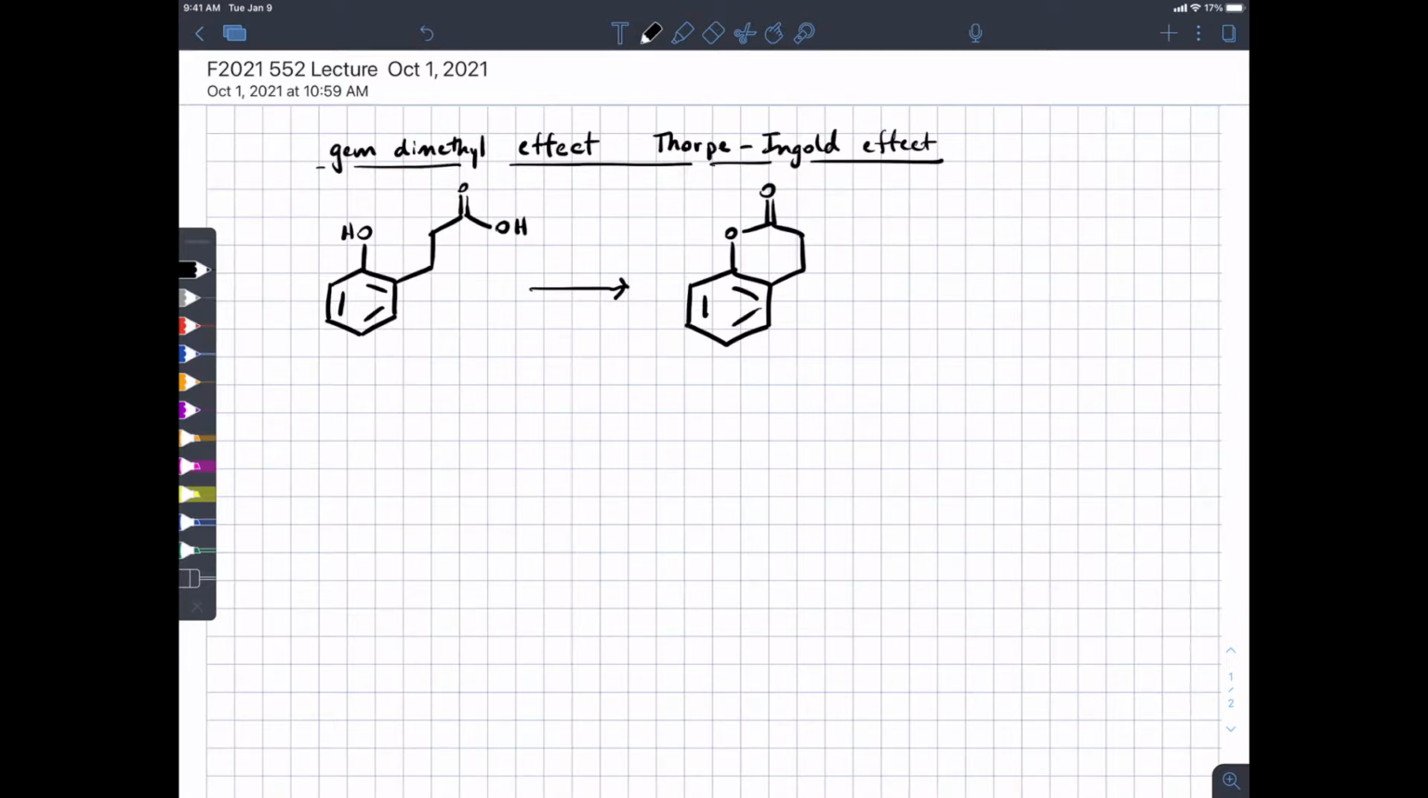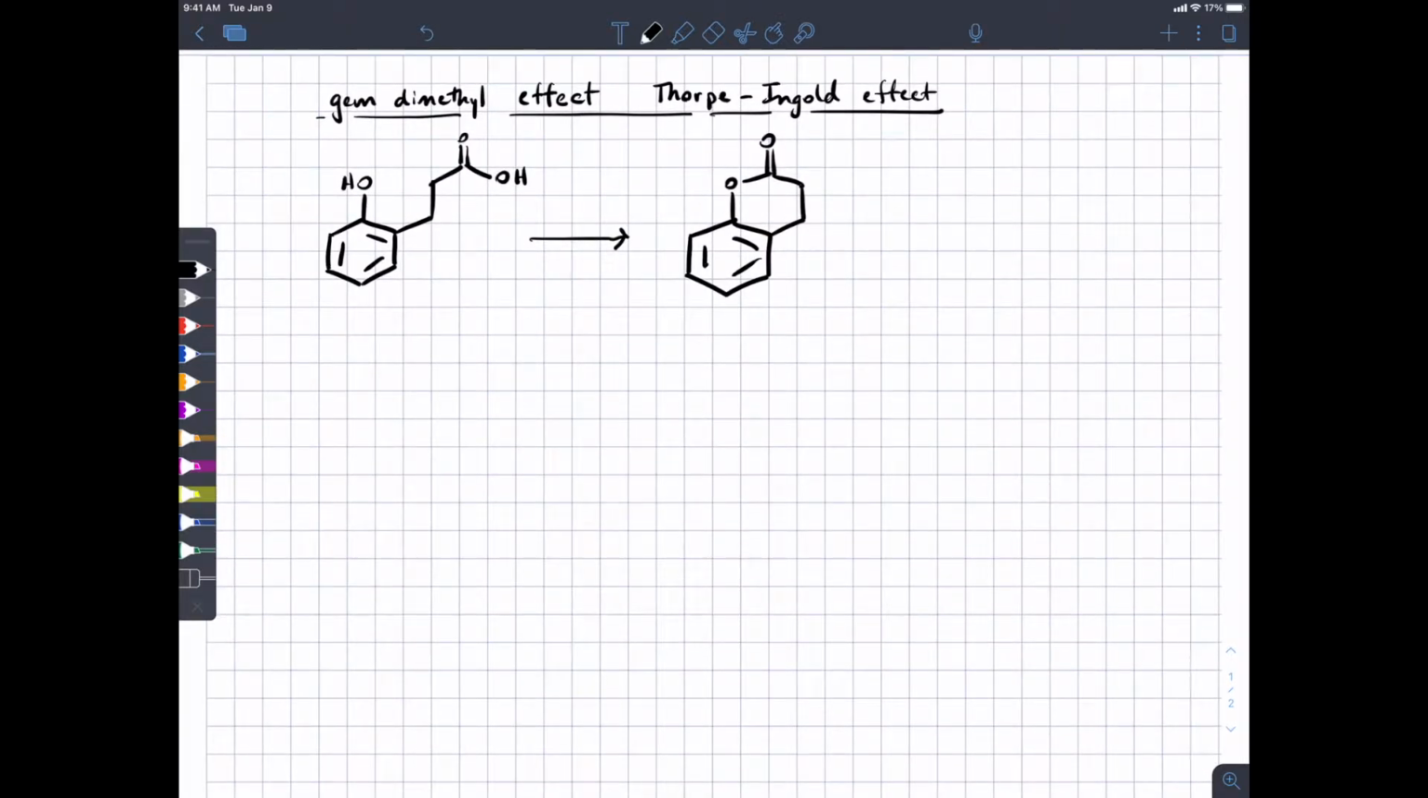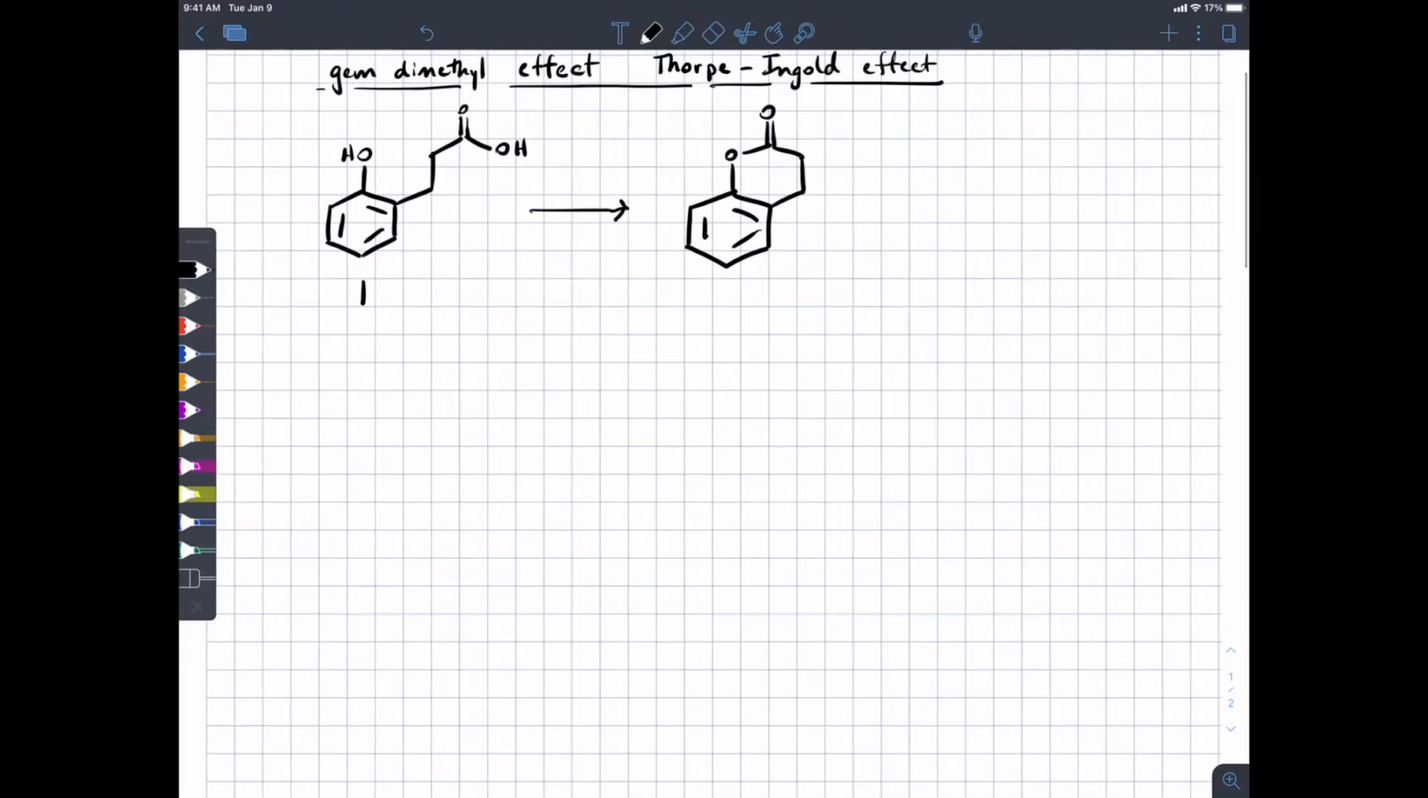They compared the rate of making this lactone with rates of other molecules where they started to incorporate methyl groups. We'll call the relative rate here 1. That's just our control molecule. Then if we place two methyl groups in the carbon chain that bears the carboxylic acid, right there, the rate of making the lactone goes up by 4,500. So that's pretty dramatic.